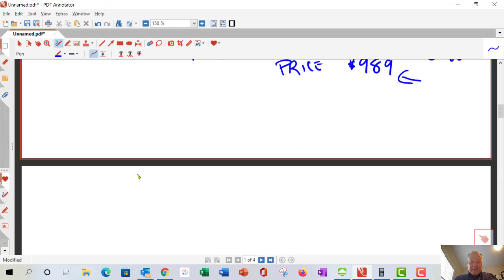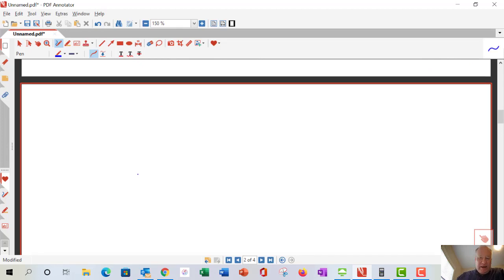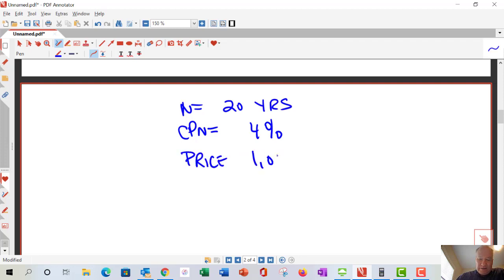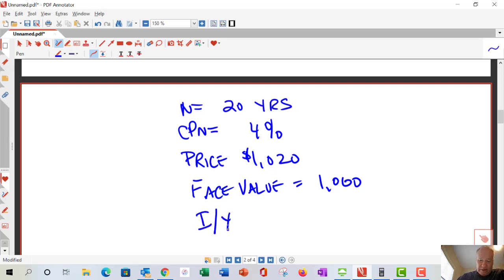All right, we'll just look at another example here. So let's just say we want to find the price of a bond. So here we're given N, so we're given a 20-year bond. All right, and we're given a coupon of 4%. And we're given the price of 1,020, and we know face value is 1,000. And here we're looking for yield to maturity, so we're looking for IY.